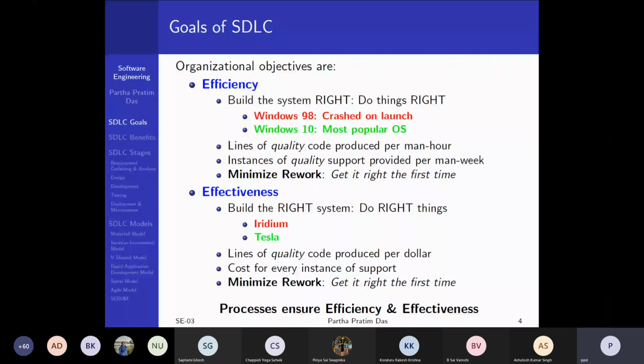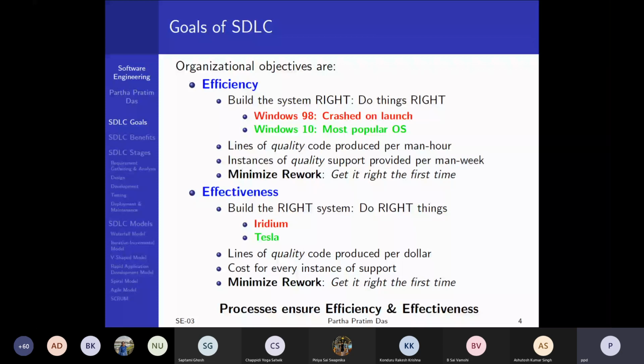So building the right system is equally important. Both aspects are important: you must know the system that you are building. You must build the right system which meets the user's requirements. At the same time, you must build it rightly.